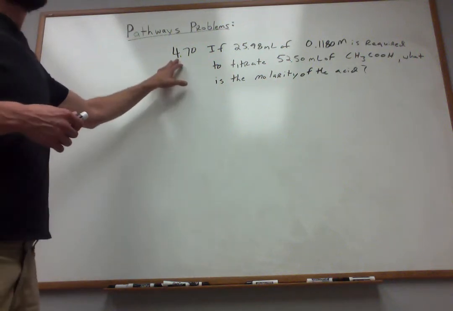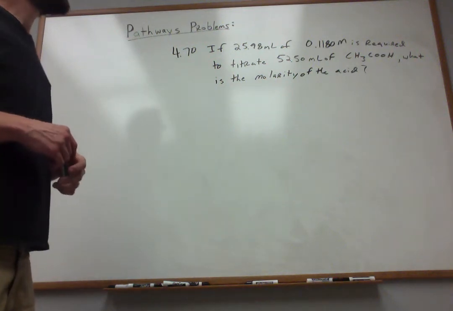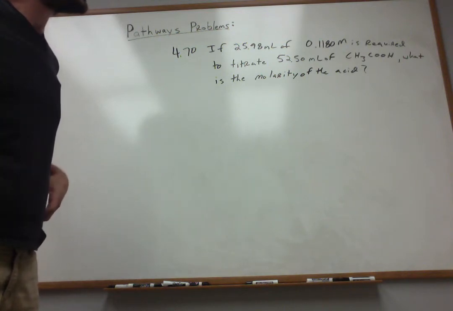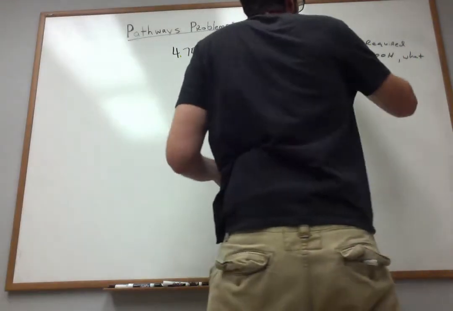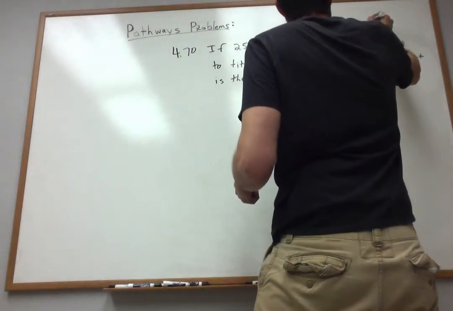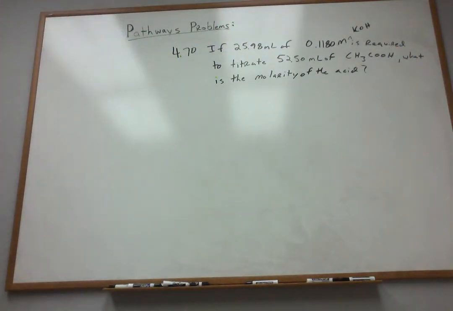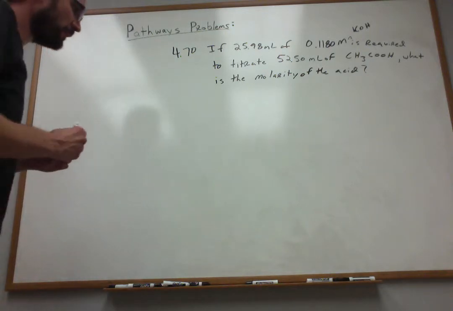All right, let's work 4.70. The question reads: if 25.98 milliliters of 0.1180 molar KOH, potassium hydroxide aqueous, is required to titrate 52.5 milliliters of acetic acid, CH3COOH, what is the molarity of that acid? So this is basically a solution stoichiometry problem that revolves around a hypothetical titration.